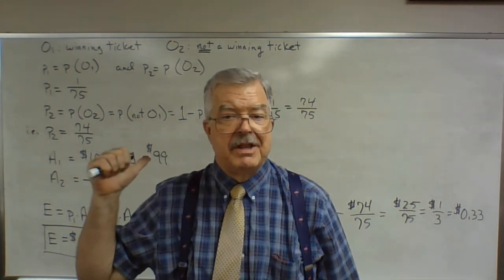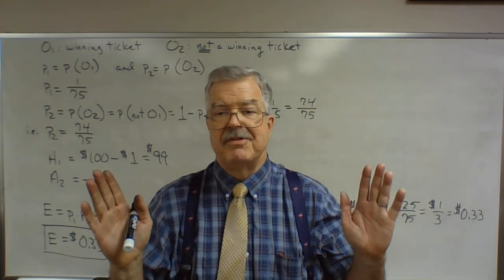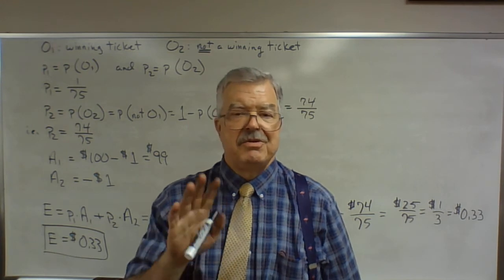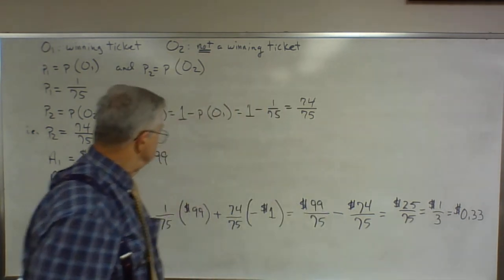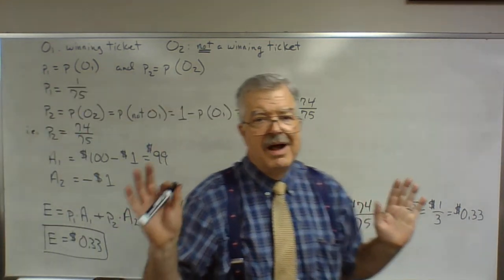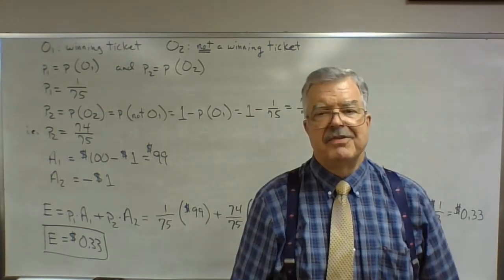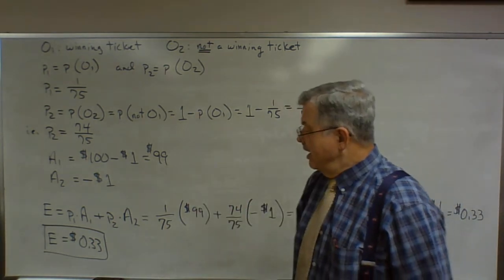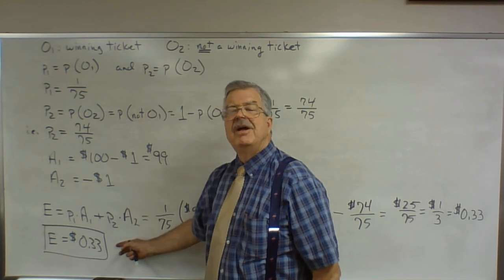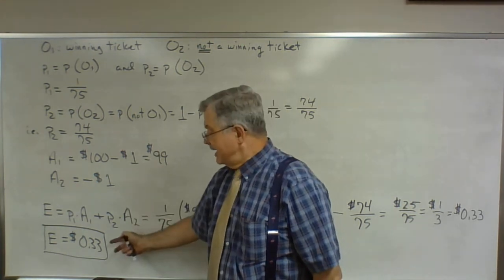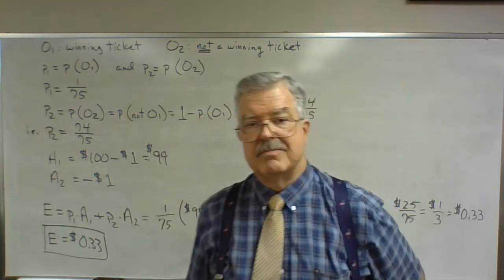And of course, the probability that I used here, I just made up for the sake of example. I'm not saying that one time out of every 75 times you buy a lottery ticket, we're going to win. I just made these up, just for the sake of example. But given the information and the data in the example, the expected value of how much we would gain if we buy lottery tickets long term, we expect to gain 33 cents every time we buy a ticket.